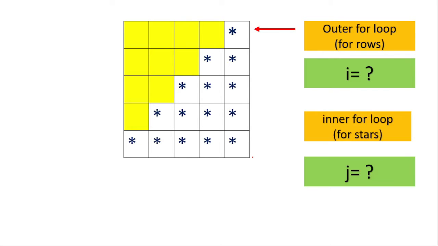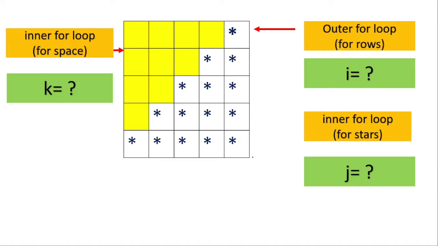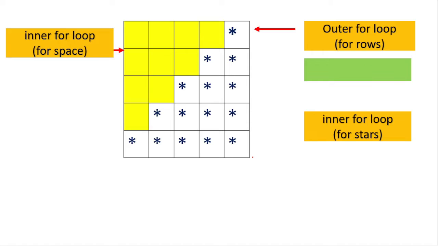Then we require an inner for loop for printing the stars, because we have to print stars, so for that we need an inner loop. Along with that inner loop, we will also have to add one more inner loop, which will be the for loop for space. Okay, so inside one outer for loop we need two inner for loops, one for loop for space and one for loop for stars.